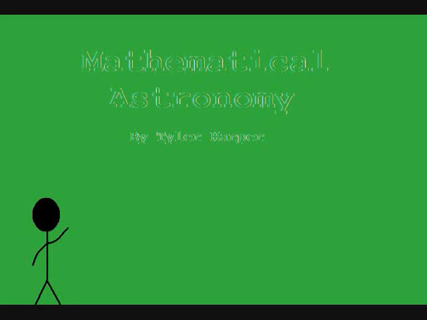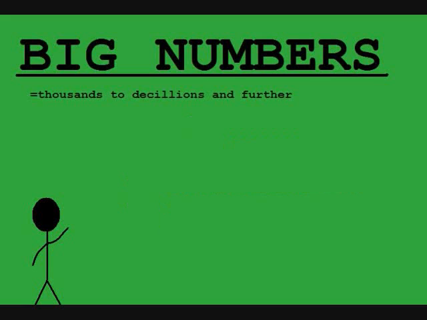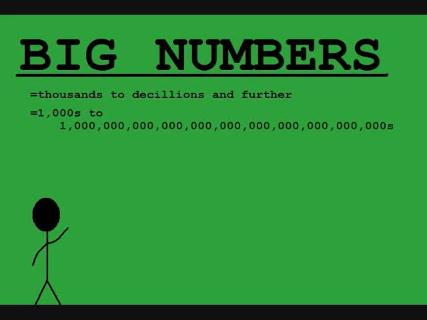Today's lesson is on mathematical astronomy. To understand astronomy and mathematics, you must know some mathematical basics. Basics like big numbers. Such big numbers include 1,000 to a decillion. Yes, that'd be 1,000 with one set of zeros to a decillion with 11 sets of zeros.